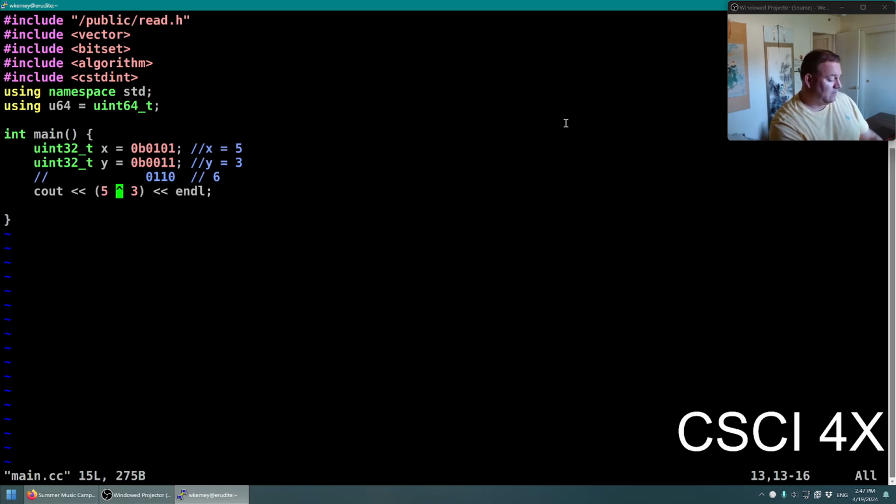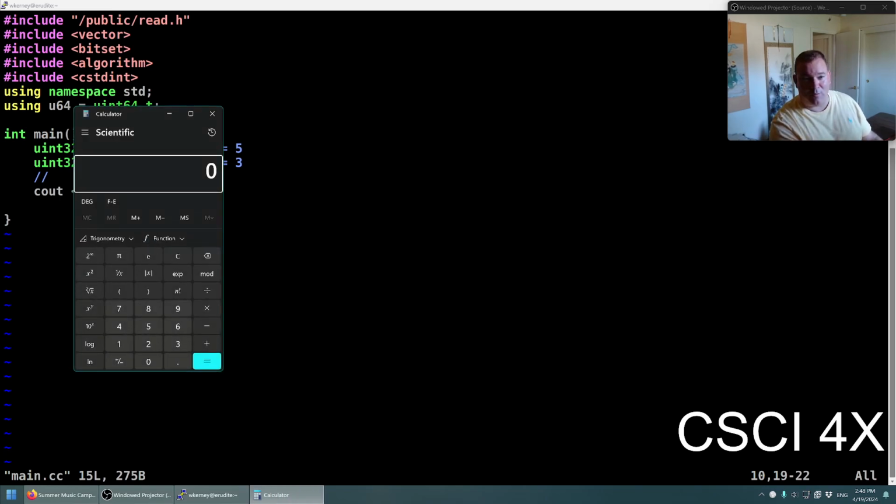All right, so let's talk about left shift. So if we take X and we left shift it 3 times, what do we get? Let's actually start off simple. If we take X, so if we have 101, and we move all the bits left 1, what do we get?